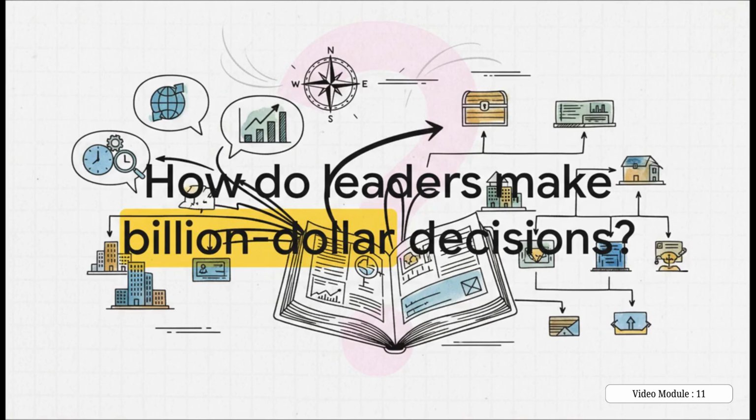You ever wonder how the leaders of these massive global companies make those huge billion-dollar calls? Deciding where to invest, which new markets to jump into, or when to totally pivot their strategy. Well, it's not just a gut feeling. It's a structured way of thinking, a real method for trying to see what's coming next. And today, we're going to learn it.